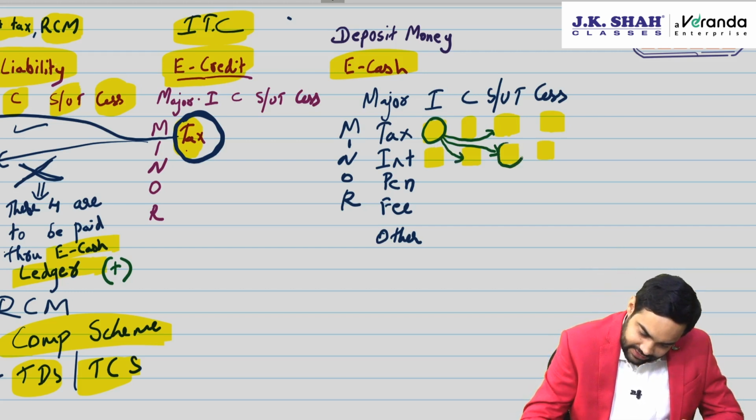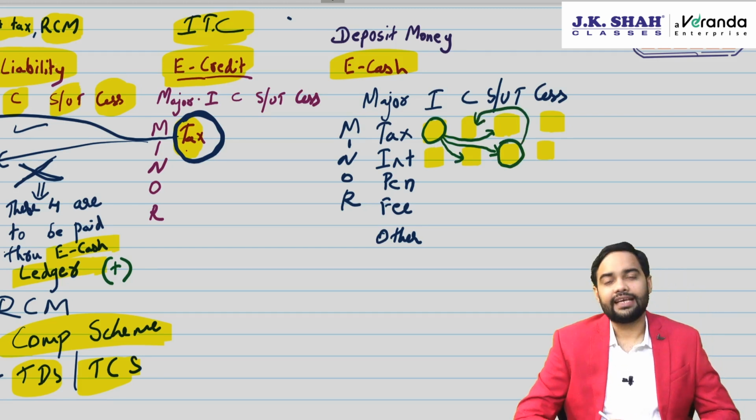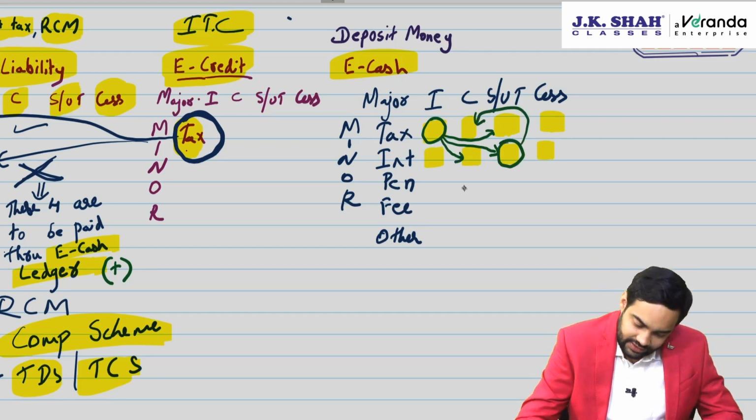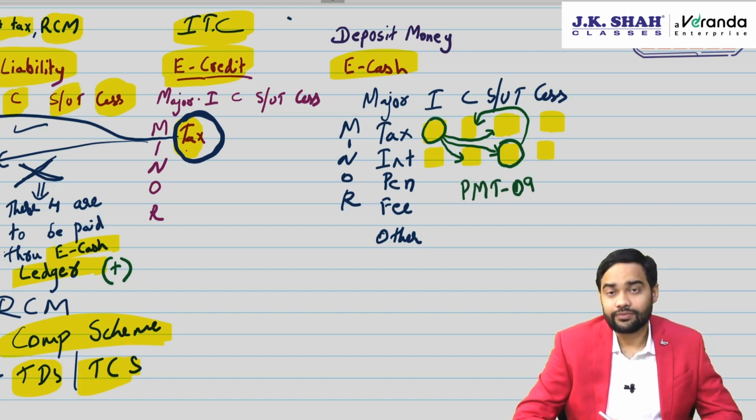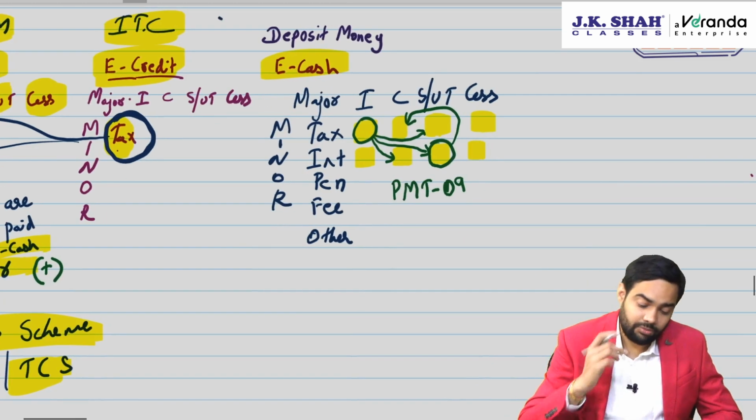Say suppose money is there in S interest. Can I transfer it to C tax? Yes. E-cash ledger gives full flexibility. This is allowed using a form called PMT09.